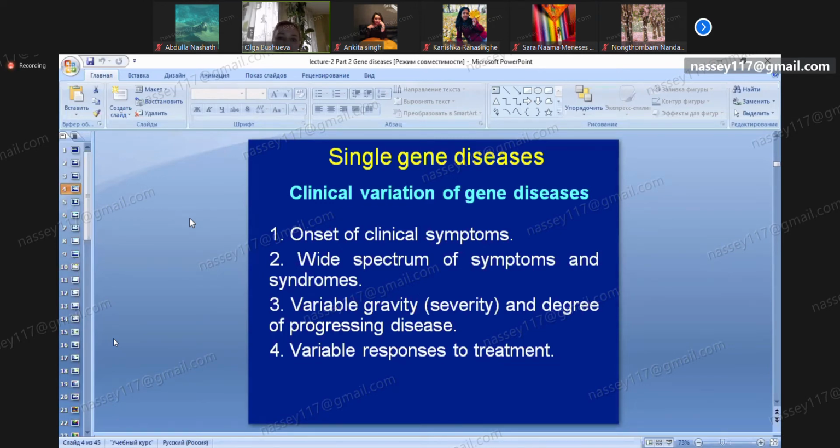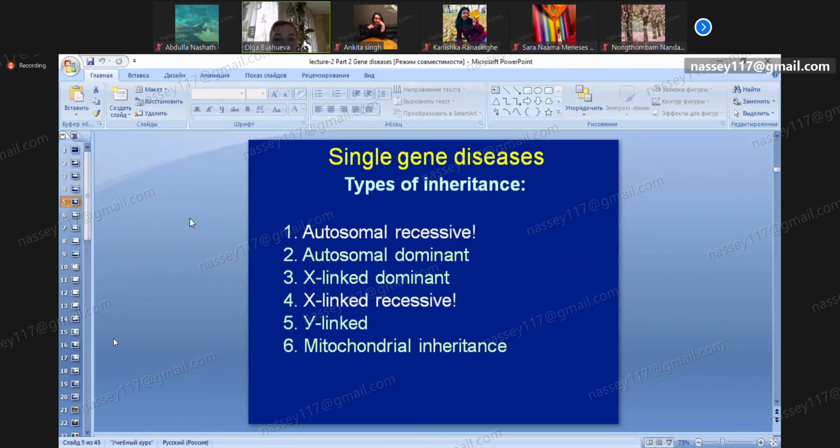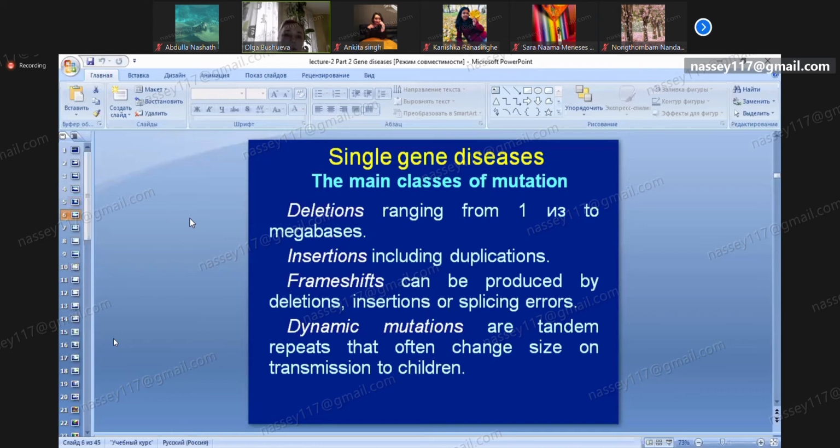So we know that single-gene disorders are associated with clinical variation, such as onset of clinical symptoms, a wide spectrum of symptoms and syndromes, variable severity and degree of progression of disease, and variable responses to treatment. What are the main types of inheritance of single gene disorders? They are autosomal recessive, autosomal dominant, X-linked dominant, X-linked recessive, Y-linked, and mitochondrial inheritance.